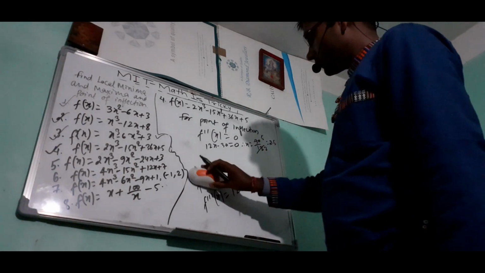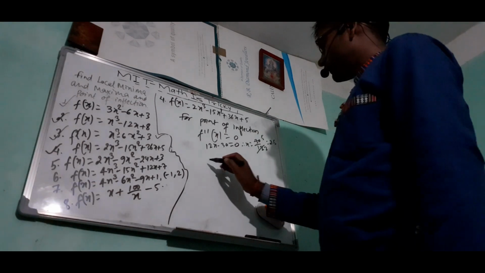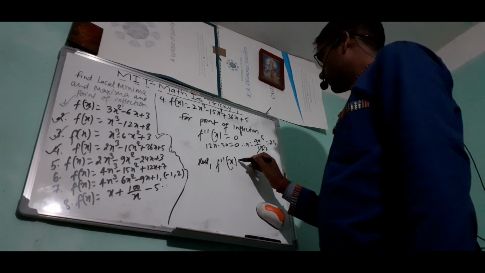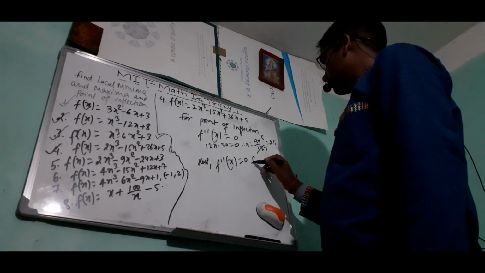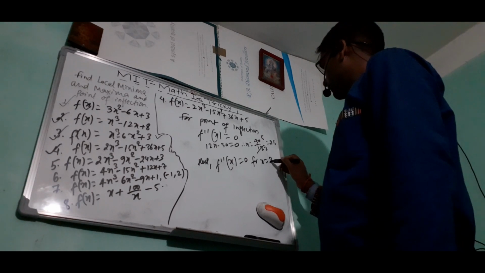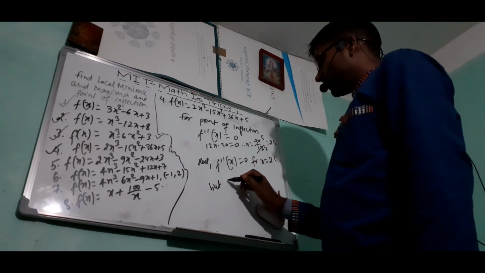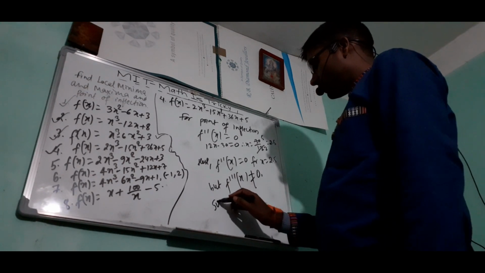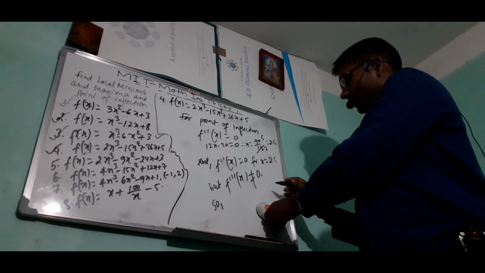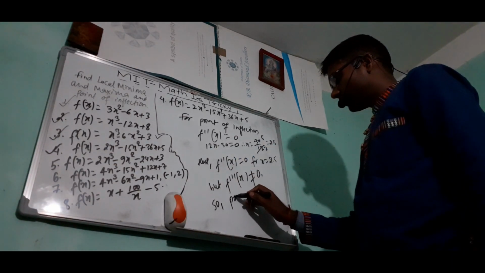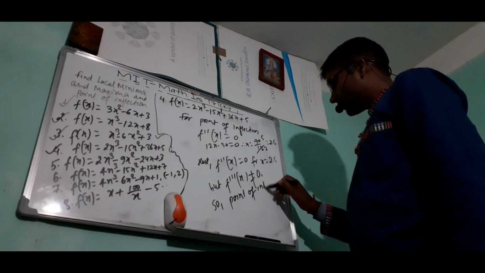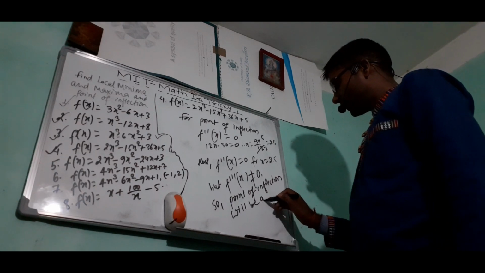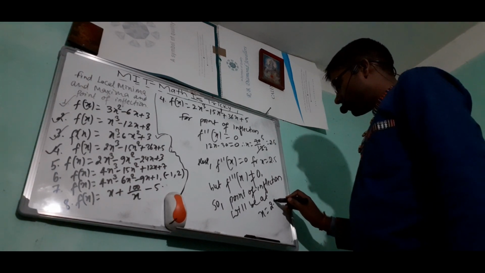But we can see that f double dash x is 0 for x equals 2.5, and f triple dash x is not 0, so the point of inflection will be at x equals 2.5.